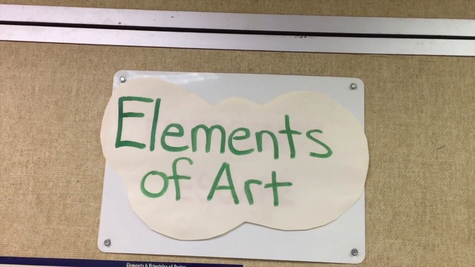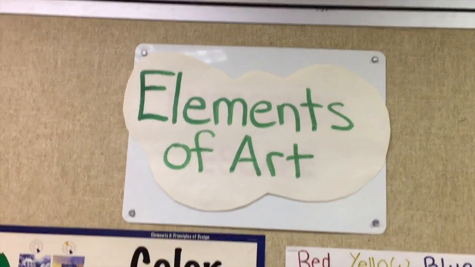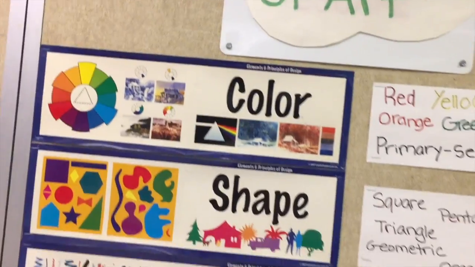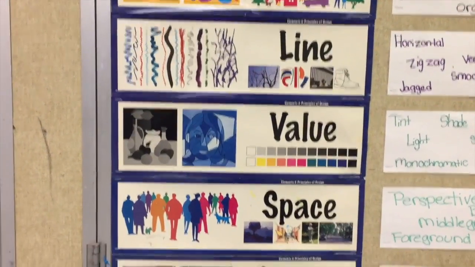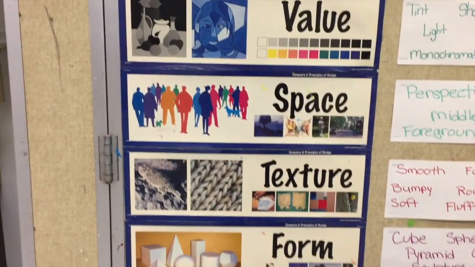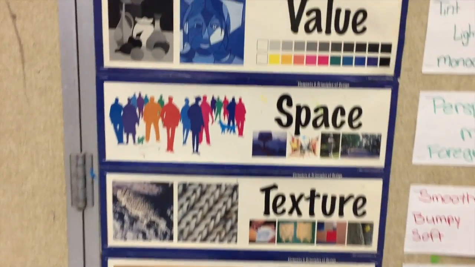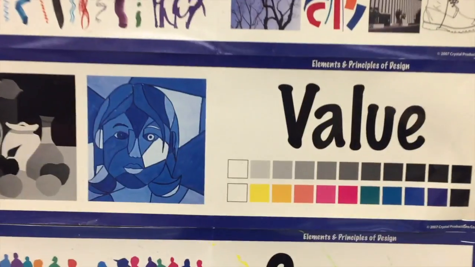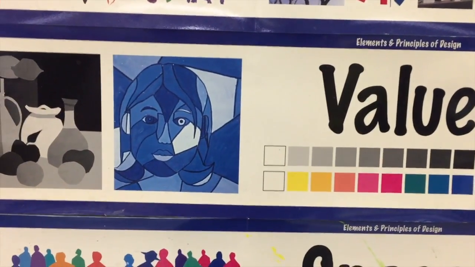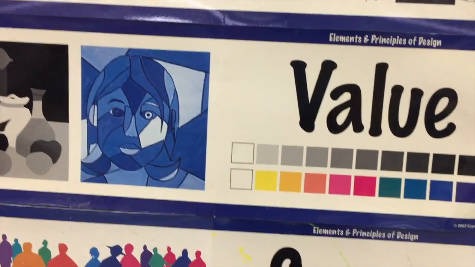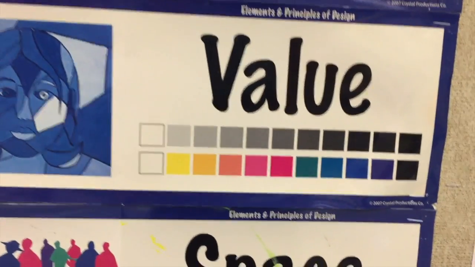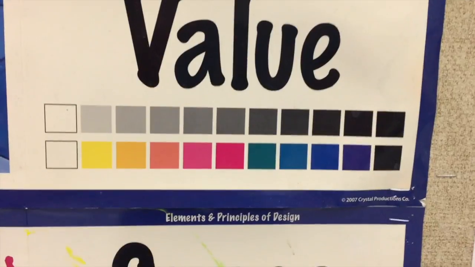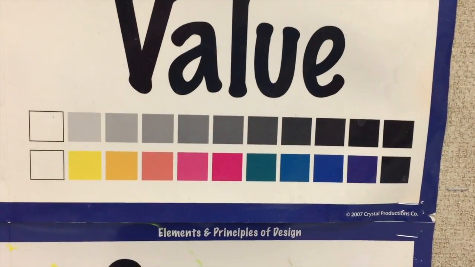So you've heard me talk about the elements of art, and you've seen this hanging up on the wall of the art room. Today's element of art that we're going to be talking about is value. Value, as it pertains to art, is the lightness or darkness of a color. And over here you see different value scales.